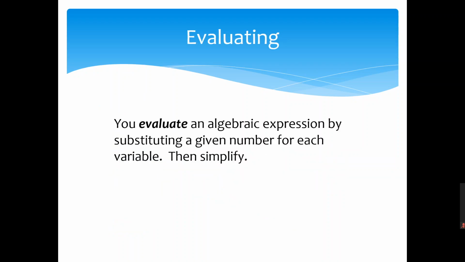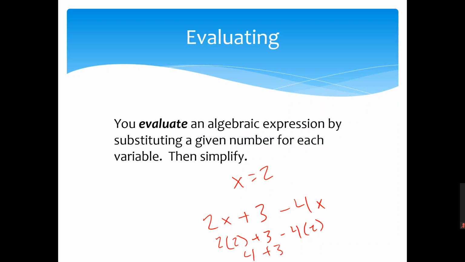To evaluate, what you have to do is plug a number in for a variable. So I might have x equals 2, and then I have 2x plus 3 minus 4x. So I would plug a 2 in for x each time. 2 times 2 plus 3 minus 4 times 2. Every time I plug a number in, I like to put a set of parentheses first so you don't mess up if there are any negative signs involved. So now order of operations would take over. 2 times 2 is 4, plus 3. Negative 4 times 2 is negative 8. So I have 4 plus 3 is 7, minus 8, which is negative 1.